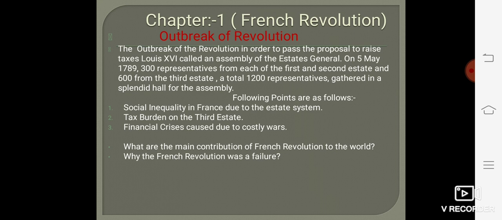So my first question related to this topic is, what were the main contributions of French Revolution to the world? It was a watershed event in world history and has had many far-reaching effects. However, the most important contribution of the French Revolution to the world has been the idea of republic government. The points are as follows: social inequality in France due to the estate system, tax burden on the third estate, and financial crisis caused due to costly wars.